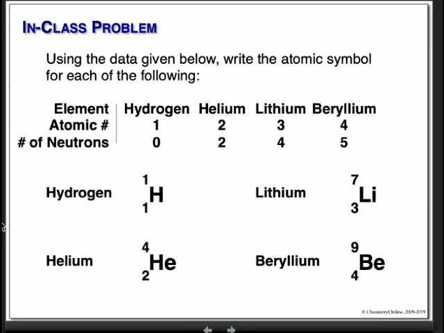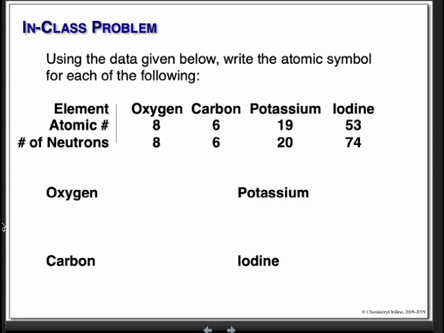So, why don't you have a go with these? Oxygen, carbon, potassium, and iodine. Our symbols are O, C, K, and I. Remember, mass number goes up top, atomic number goes on the bottom.